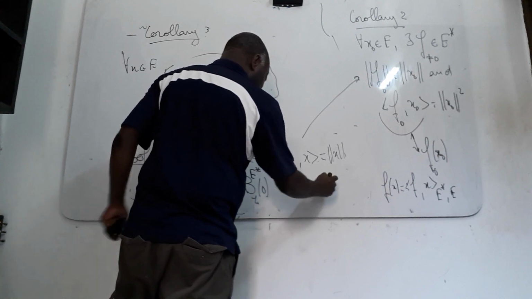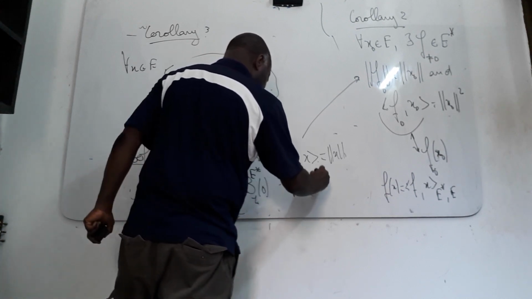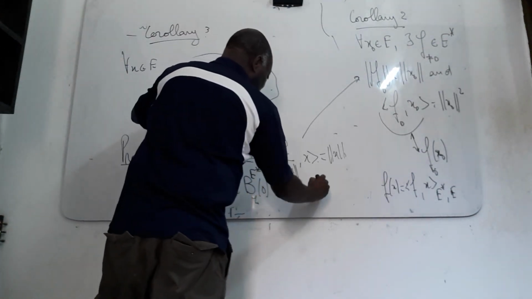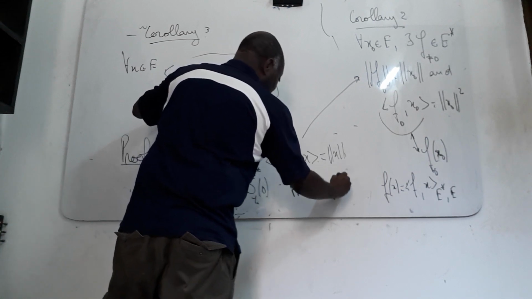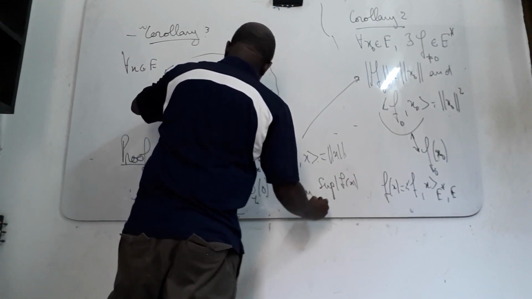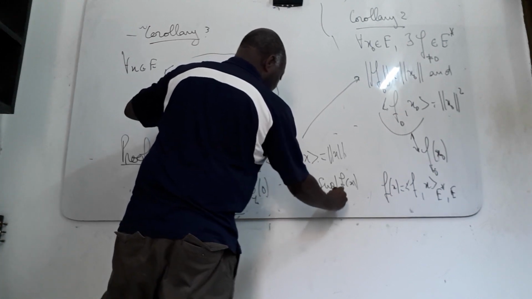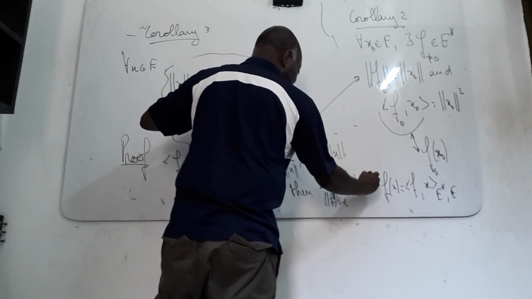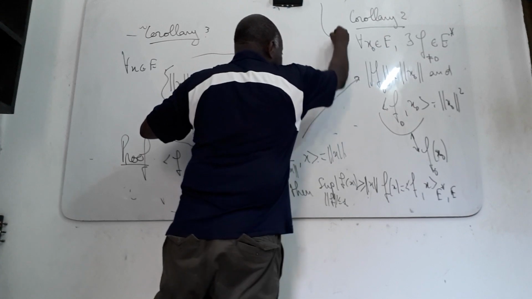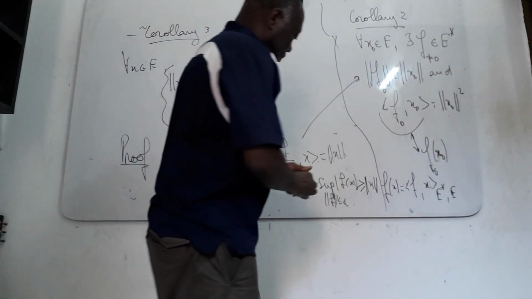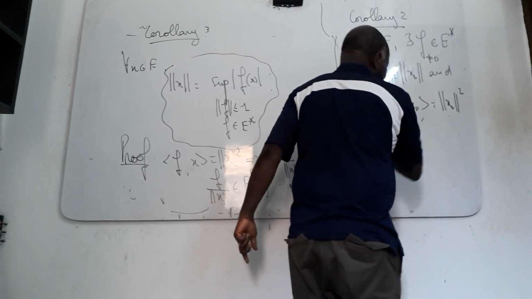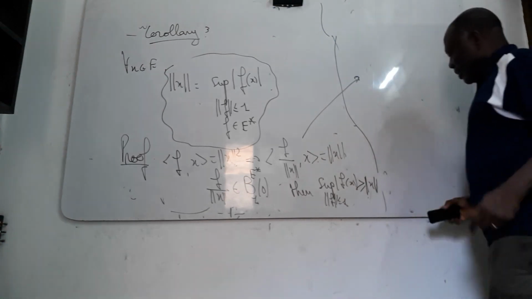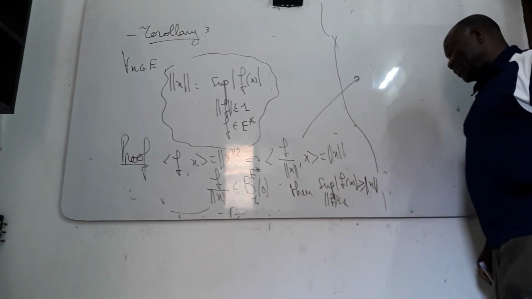Then the supremum of the norm of x is bigger than this. I'll write the supremum: the supremum of f of x, when you have this condition, is bigger than the norm of x. Use the fact of this one.